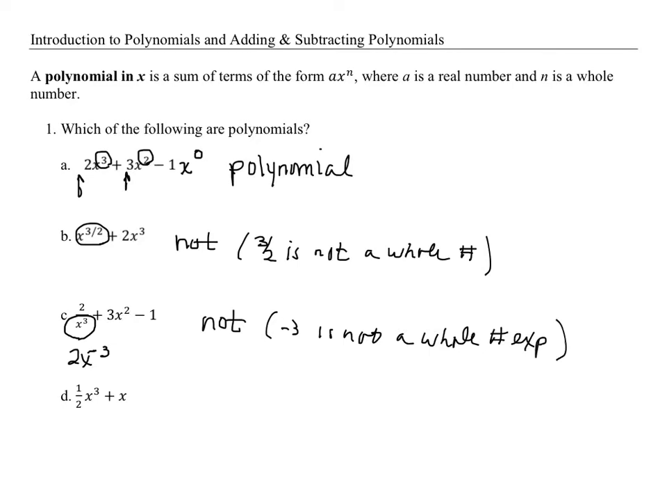And this guy is okay. It's a polynomial. The numbers in front can be fractions, but the exponents can't be fractions. They can only be whole numbers, and the exponent is 1 on the x and 3 on the x there.